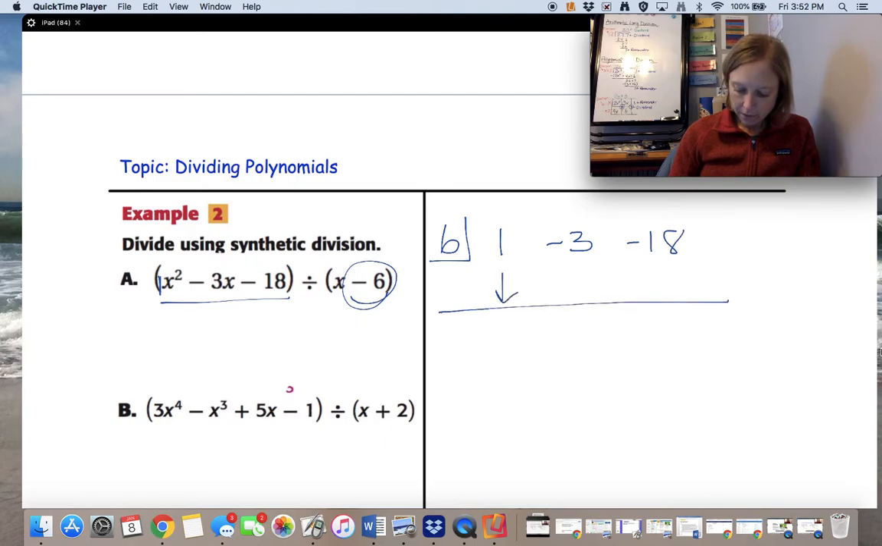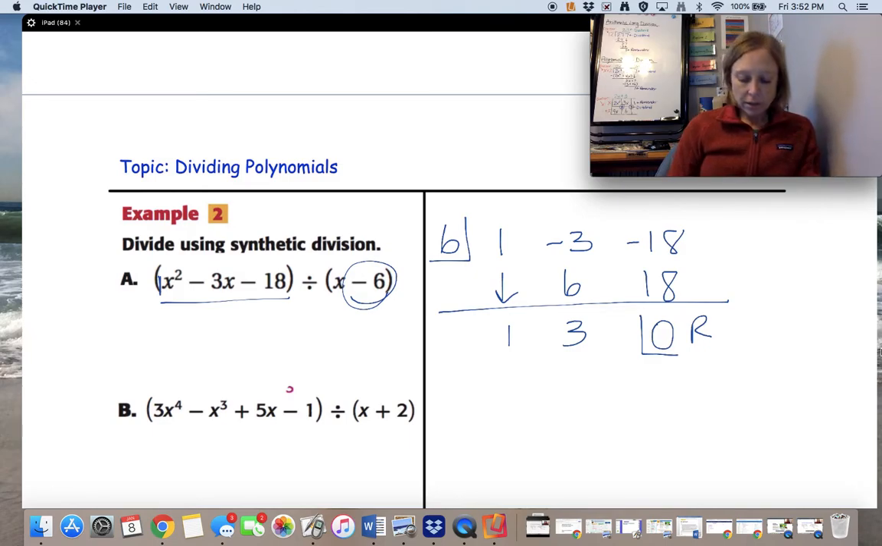Bring down the 1. And now we're going to start that pattern of multiply, add, multiply, add. 6 times 1 is 6. 6 plus -3 is 3. 3 times 6 is 18. 18 plus -18 is 0. The remainder is 0. And the other two numbers are the coefficients of my solution.